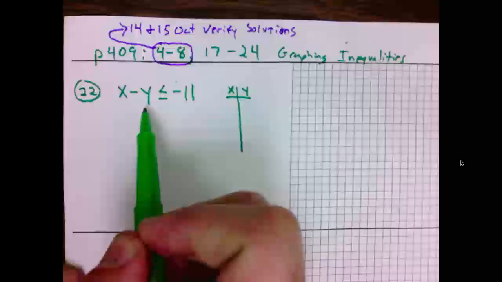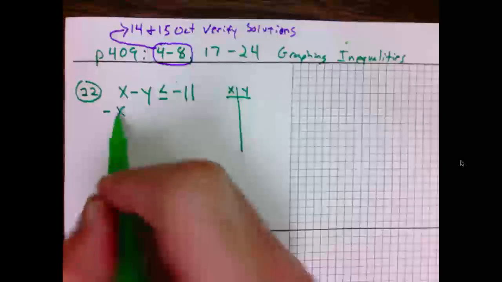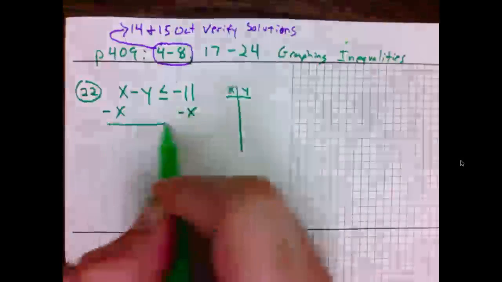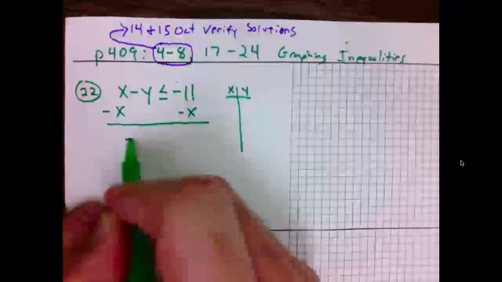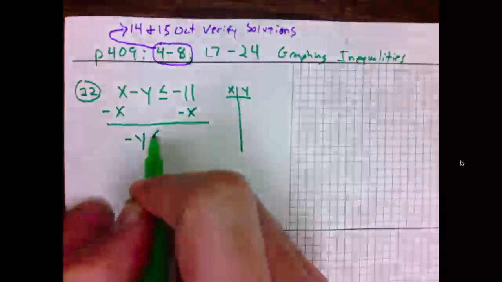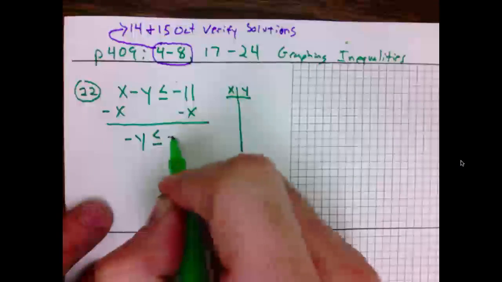So solving for y, I will first eliminate my x term. It's a positive x, so I'll subtract x from both sides. The x subtracts, leaving negative y on the left. Preserve the direction of the inequality. This says negative 11 minus x. We will write the x term first.